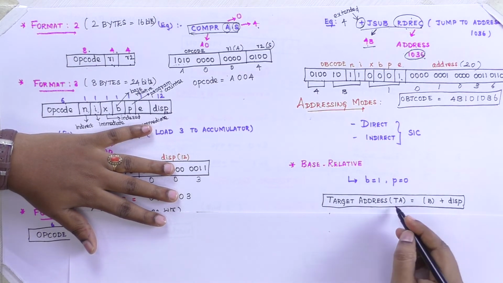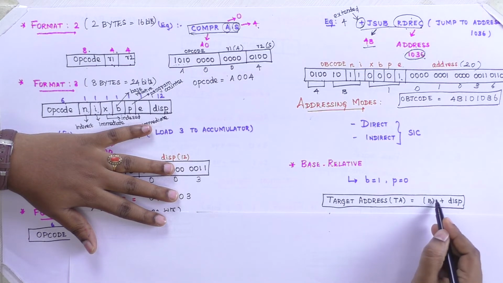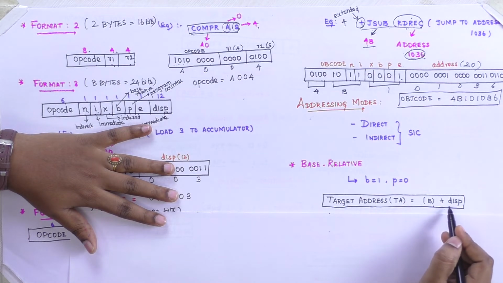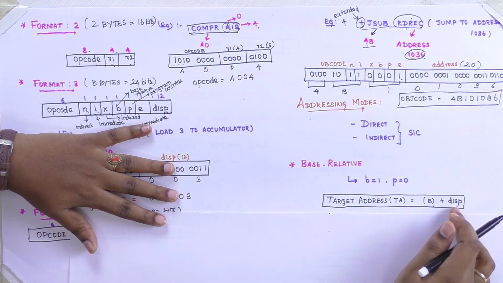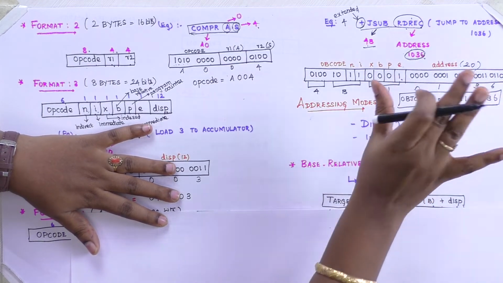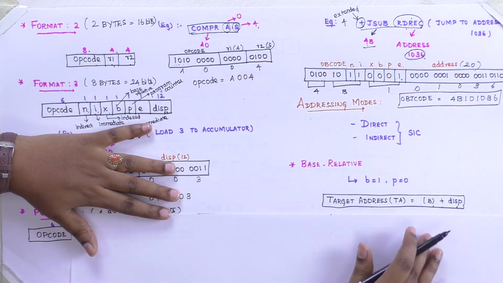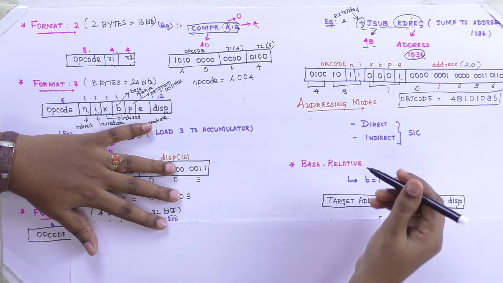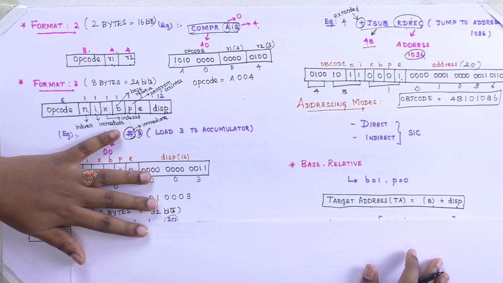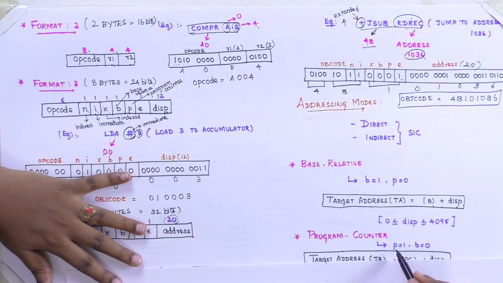target address is equal to the value that is present inside the base register plus the displacement that has been mentioned in the instruction itself. Then for program counter addressing mode, P equal to 1 and B equal to 0. The target address is calculated by the value that is stored inside the program counter plus displacement.